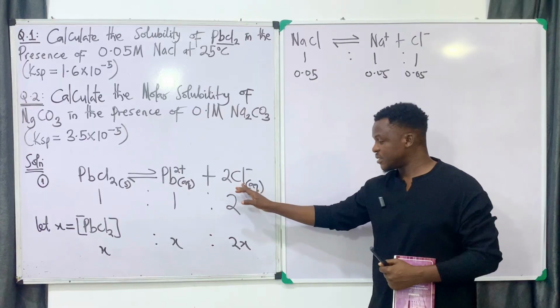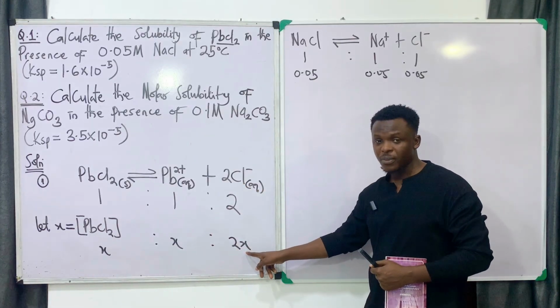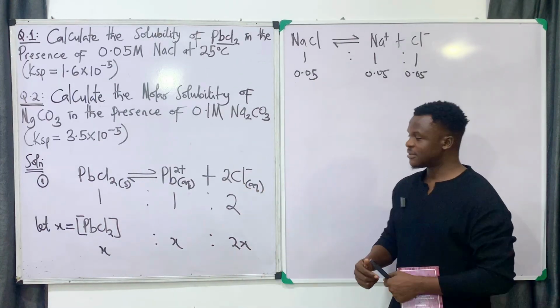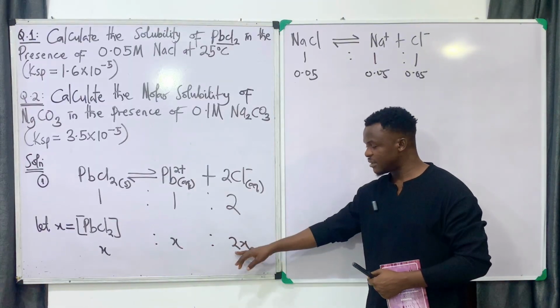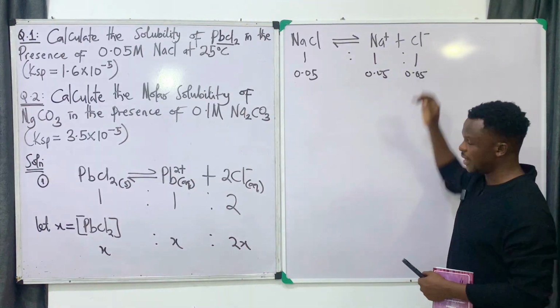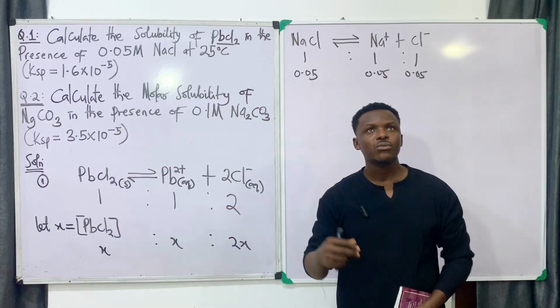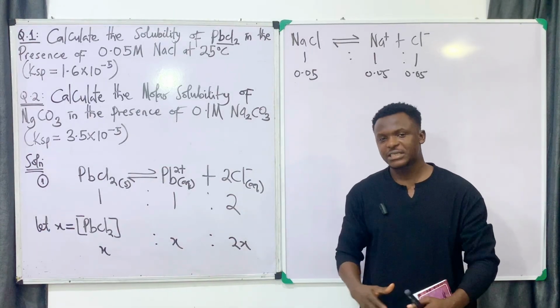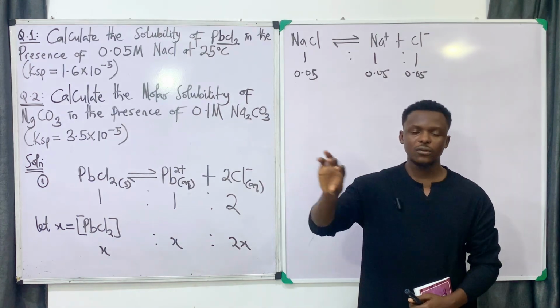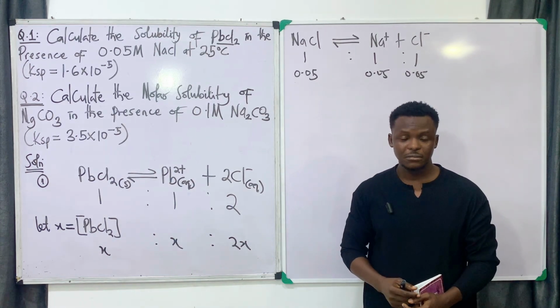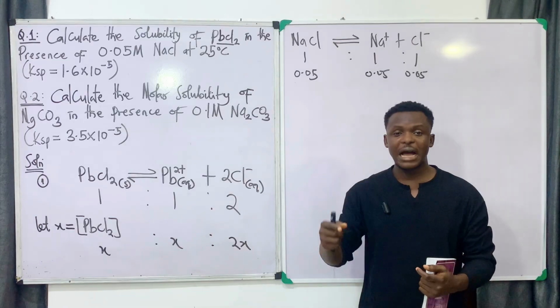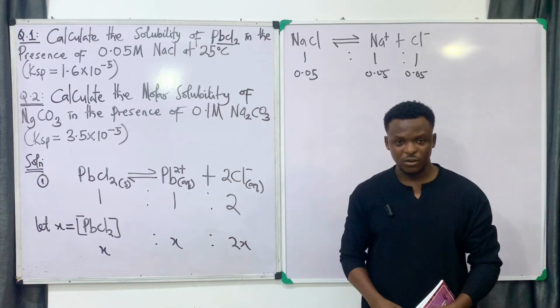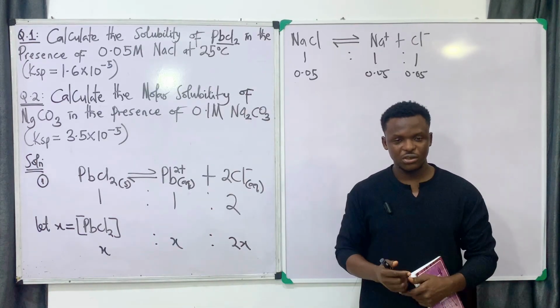We do not know that of this guy. That is why we say 2x, right? So it means that whatever this value is, it will add up to what we have here. It's just like, imagine you have sand and nails inside a container, and you now come and pour nails inside the container, right? The nails will actually add up to the nails that are already inside the container, and it will increase the concentration of the nails.